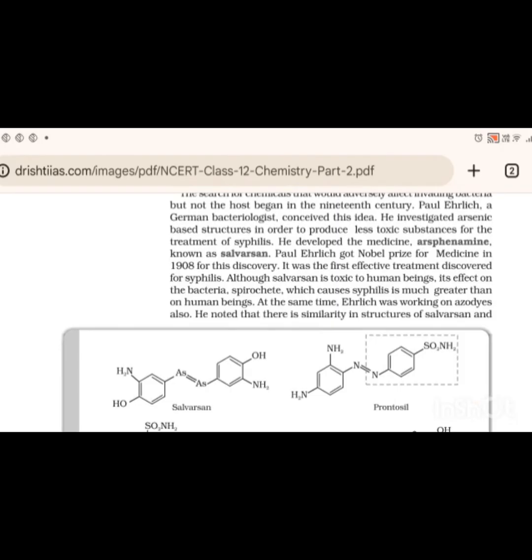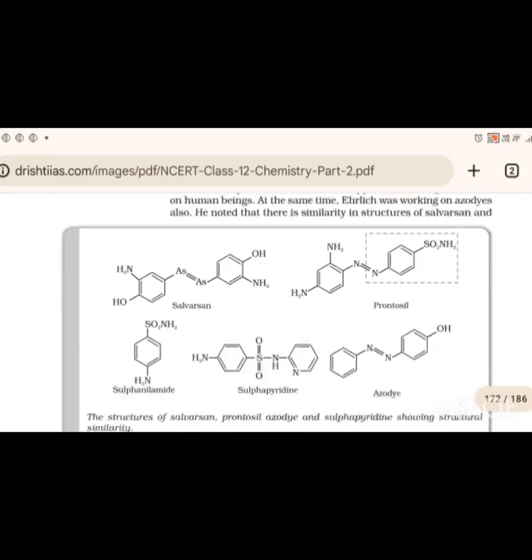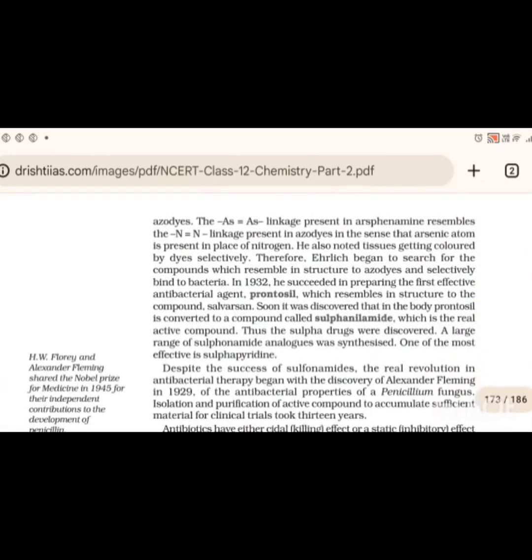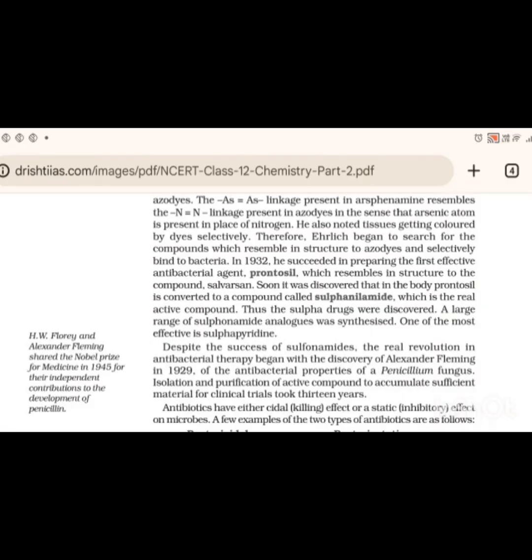Although salvarsan is toxic to human beings, its effect on the bacteria which cause syphilis is much greater than on human beings. The arsenic double bond arsenic linkage present in arsenophenamine resembles the N double bond N linkage present in azo dyes, in the sense that the arsenic atom is present in place of nitrogen. He also noted tissues getting colored by dye selectivity. Therefore, Ehrlich began to search for compounds which resemble azo dyes in structure and selectively bind to bacteria.